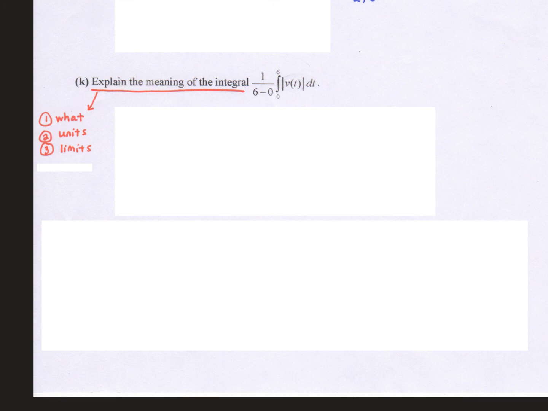So first, the what. What is this? When I see the 1 over 6 minus 0, that is a telltale sign that this is the average of something. So this is an average of whatever is sitting right here as your integrand. When I see that absolute value of velocity, that represents the speed. So the what in this problem is average speed.